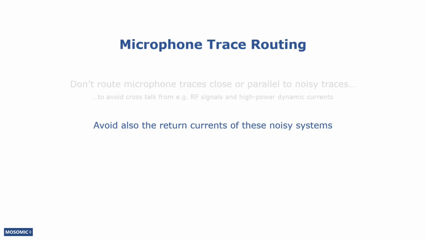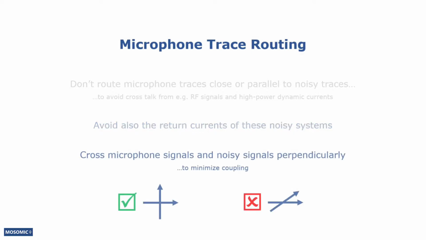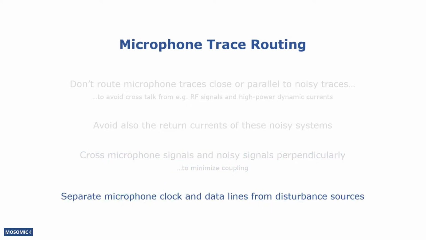Crosstalk can happen also between two microphone signal lines. If microphone traces must be crossed with noisy signal lines, the crossing should be done perpendicularly to minimize coupling. Even though digital signals are robust against disturbances, it's still a good practice to keep the microphone clock and data lines physically separated from potential disturbance sources such as RF systems and high-speed transmission lines.